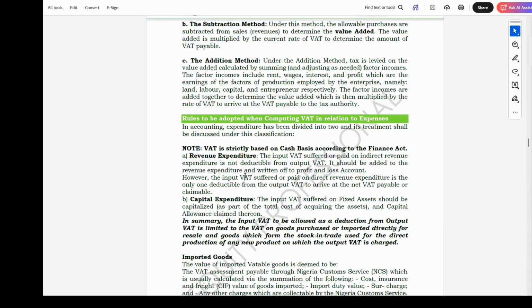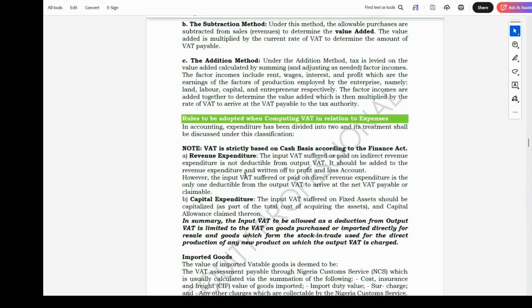Let's use a good example. Let's say we have a business that is engaged in hotel and accommodation, hospitality. This business is going to incur certain expenditure. Part of this expenditure is revenue and capital expenditure. We already know that capital expenditure, you add it as part of the cost of the asset. While for the revenue expenditure, you need to know which is direct and which is indirect.